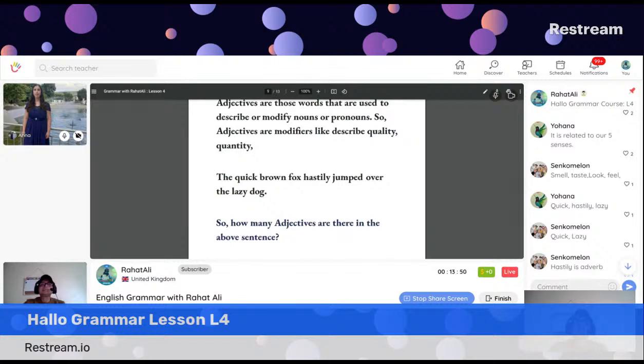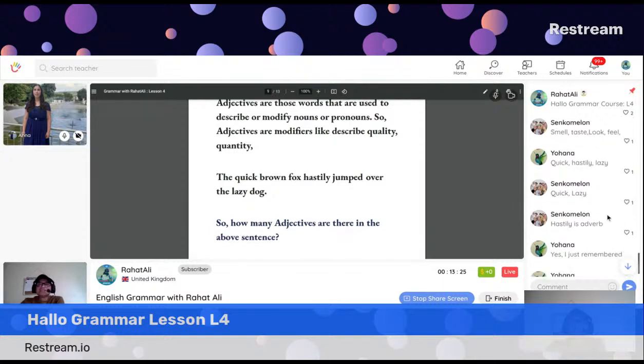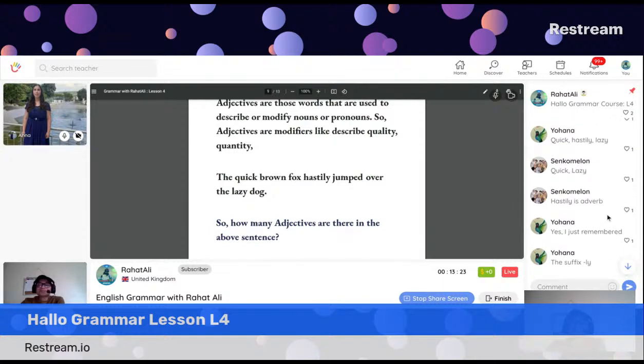Yeah. Remember that there is a great way to identify which one is an adjective and which one is an adverb. If you find a word has ly at the end, it is an adverb. Okay. Though many words do not have ly, but they're adverbs, like fast, one of them. Well, it can be both adjective and adverb. So quick and lazy. Well done. Suffix ly. Yes, Johanna. Great.